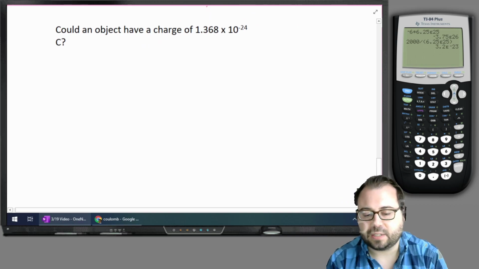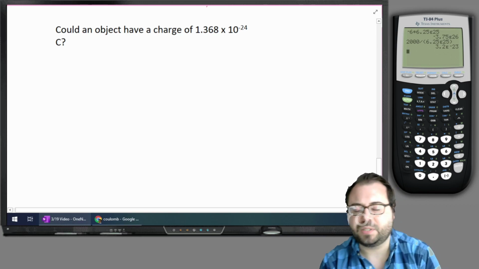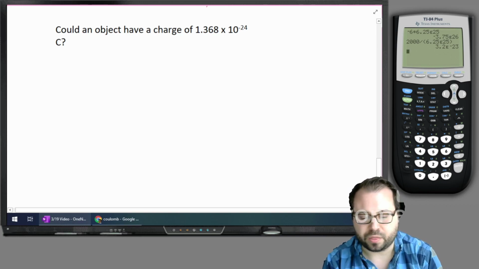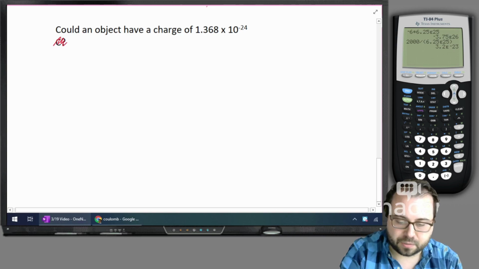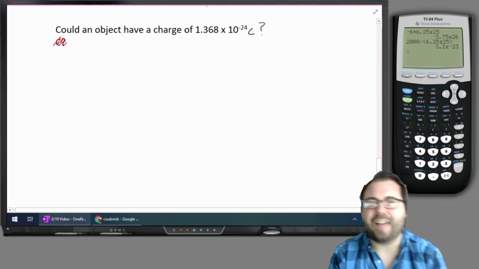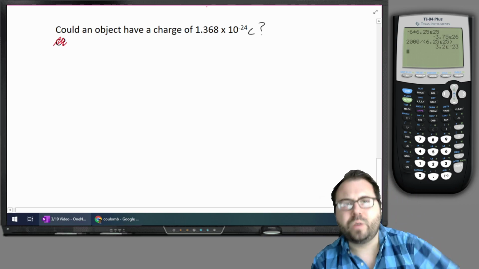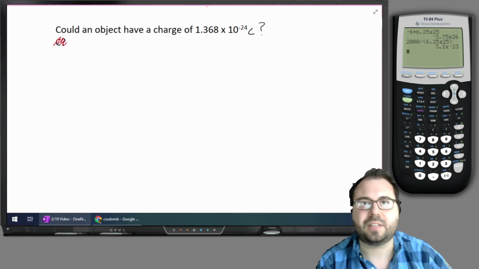Could an object have a charge of 1.368 times 10 to the negative 24th coulombs? I know that's annoying over there with the units down there, so I'll just redraw it and bring it up here. So could it have this charge? And that's kind of a weird question, right? Like, could an object have that charge? Sure, why not? Tell it has that charge.